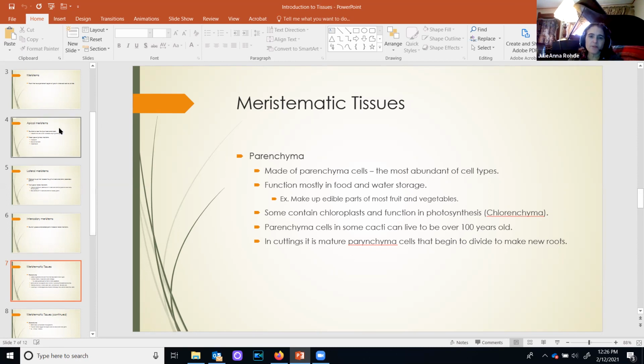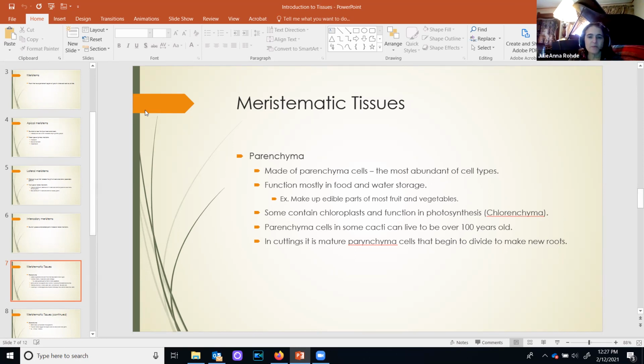Your parenchyma cells are actually the most abundant cell type. They function mostly in food and water storage and make up the edible parts of most fruits and vegetables. So when you're eating fruit and vegetables, you're mostly eating the parenchyma cells. And that makes sense, because we want to eat the part that has a lot of starch or sugar in it, because that's nutrition for us. And often there's a lot of water in there too. Fruits, if we like them, are usually pretty juicy. Vegetables, same way. We want that water. It's a source of water for our body too.